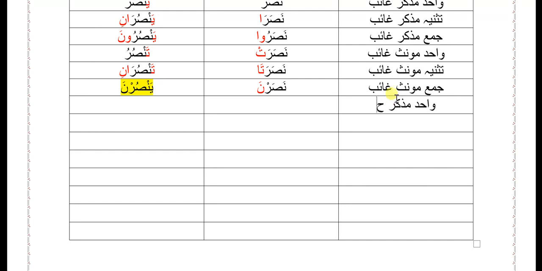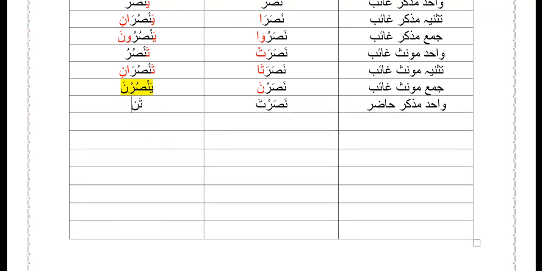Wahid muzakkar hazir, we write nasarta. In muzare we write tansuru, which is very similar to this sega. So now you may be asking how one can understand whether the tansuru is for wahid muannas gaib or tansuru is for wahid muzakkar hazir. So the answer is simply look at the context and you will be able to tell the difference.